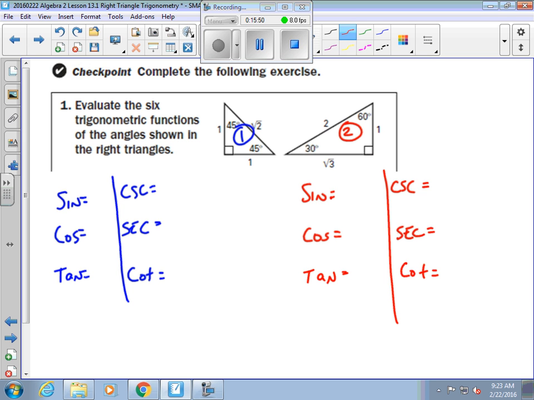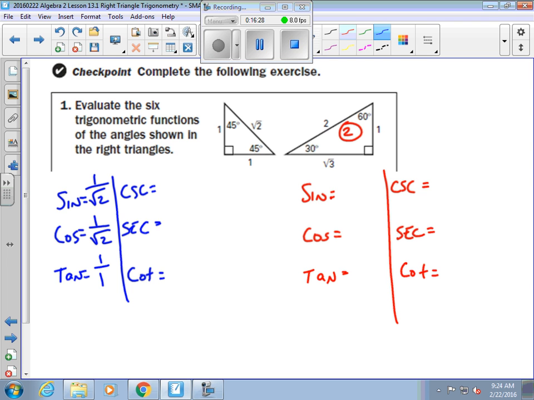Again, do sine, cosine, and tangent first. Do the ones that you're familiar with. So when you're talking about the six trig functions of the angles shown in the right triangles, both of these are the same. Both of them are 45 degrees. So the sine of 45 degrees is the opposite over the hypotenuse, 1 over the square root of 2. The cosine is the adjacent over the hypotenuse, again, 1 over the square root of 2. And the tangent is the opposite over the adjacent, 1 over 1.